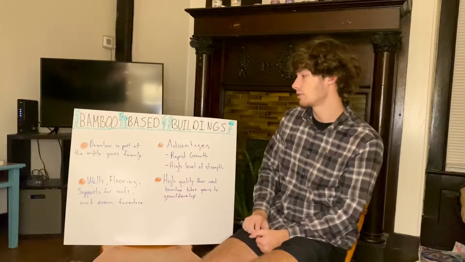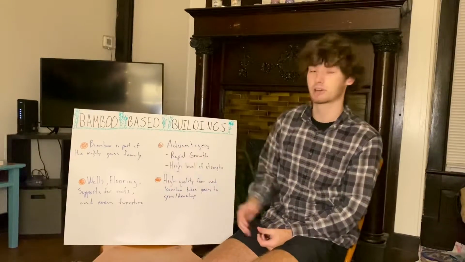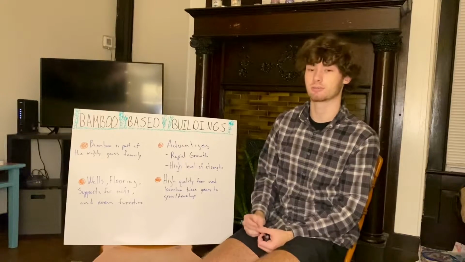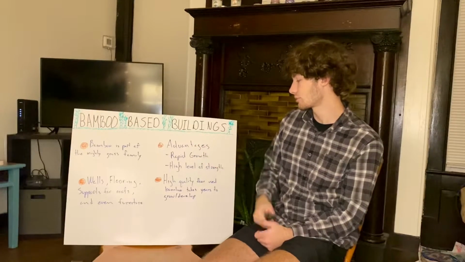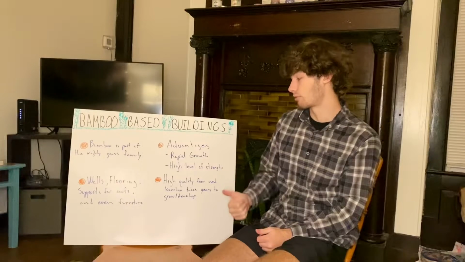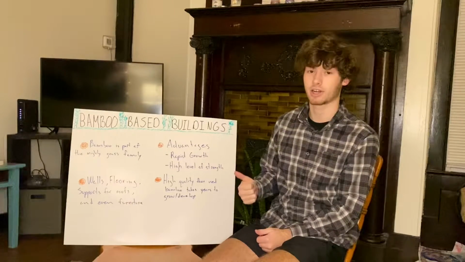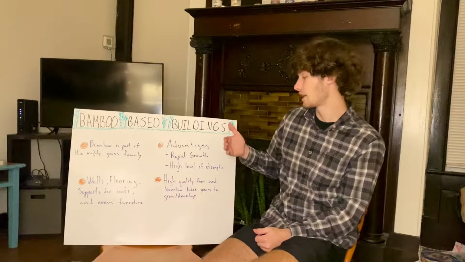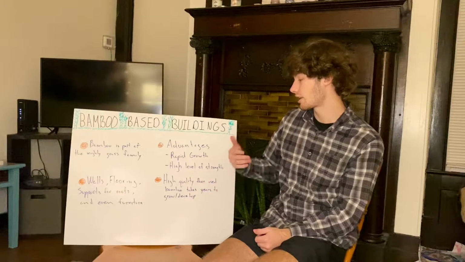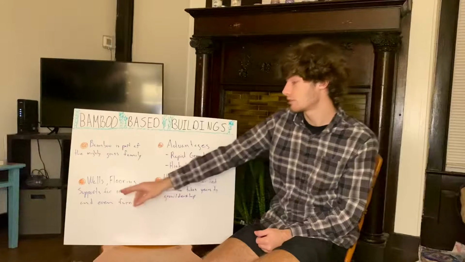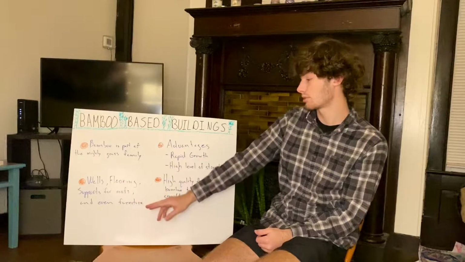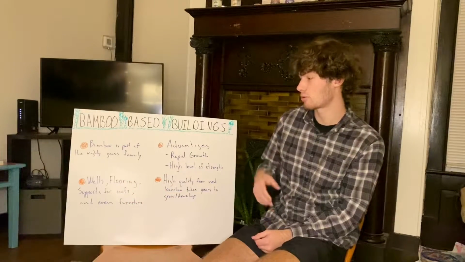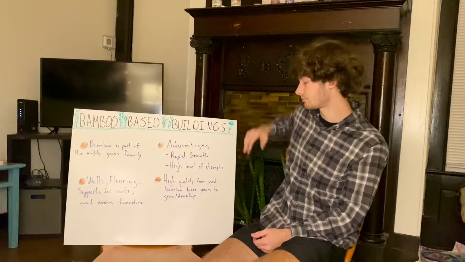Bamboo-based building. Oh, why bamboo? It's a part of the grass family. Thought it deserves some recognition. Start with some advantages. Offers rapid growth and a very, very high level of strength that is comparable to that of compressive concrete and high tension steel. It's used in walls, flooring, supports, and even furniture. It's high quality, looks good, feels good.